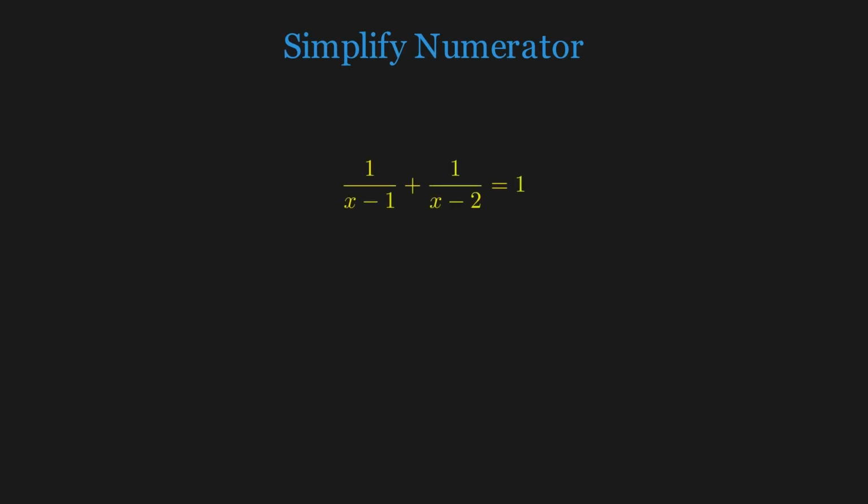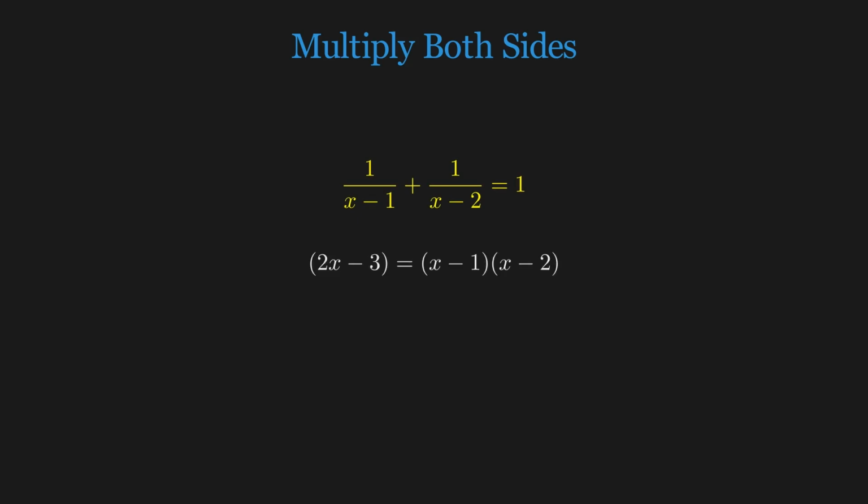Let's simplify that numerator. When we add x minus 2 and x minus 1, we get 2x minus 3. So our equation now looks like 2x minus 3 divided by the product of x minus 1 and x minus 2 equals 1. To get rid of the fraction, we'll multiply both sides of the equation by the product of x minus 1 and x minus 2. This leaves us with 2x minus 3 equals the product of x minus 1 and x minus 2.